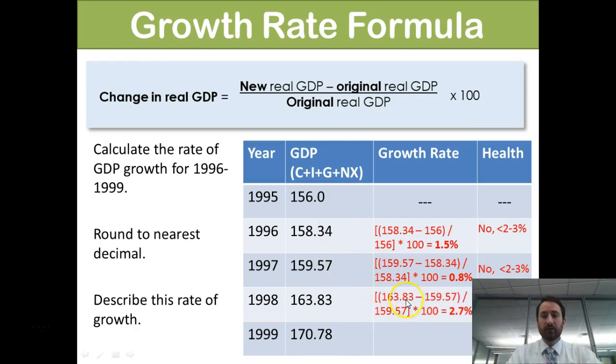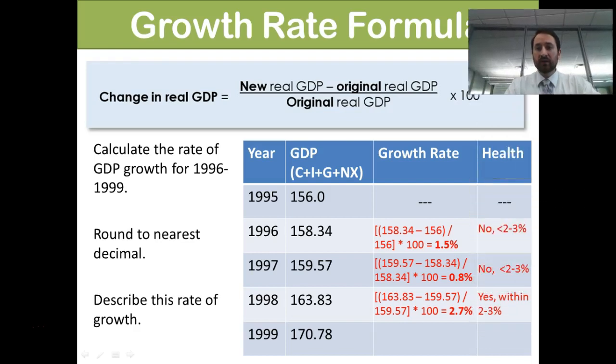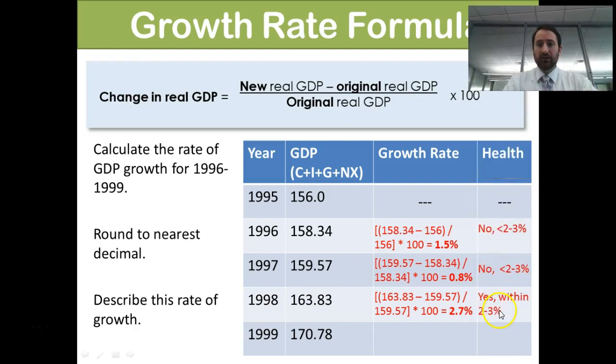1998, 163.83 minus 159.57, so new minus the old divided by the old times 100, we get 2.7%. And yes, that's within the 2 to 3% range. We would say that that is healthy. And then 1999, we do the same thing, 170.78 minus 163.83 divided by 163.83 times 100, and we get 4.2%.